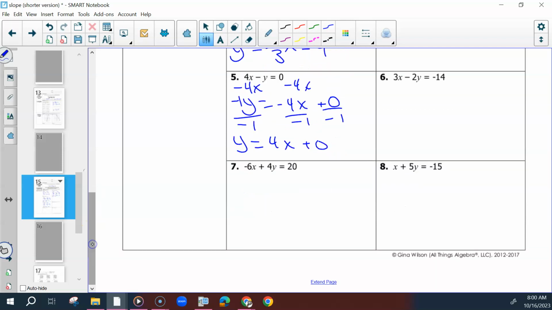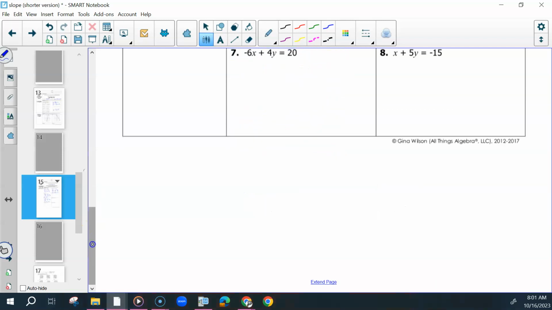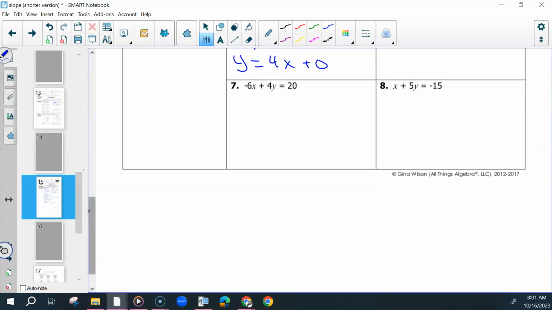Number 7, what would be our first step? Add 6x to both sides. So this is the only case where it's a little different. You have to look at that first piece to see if you add or subtract. And then the rest is the same.